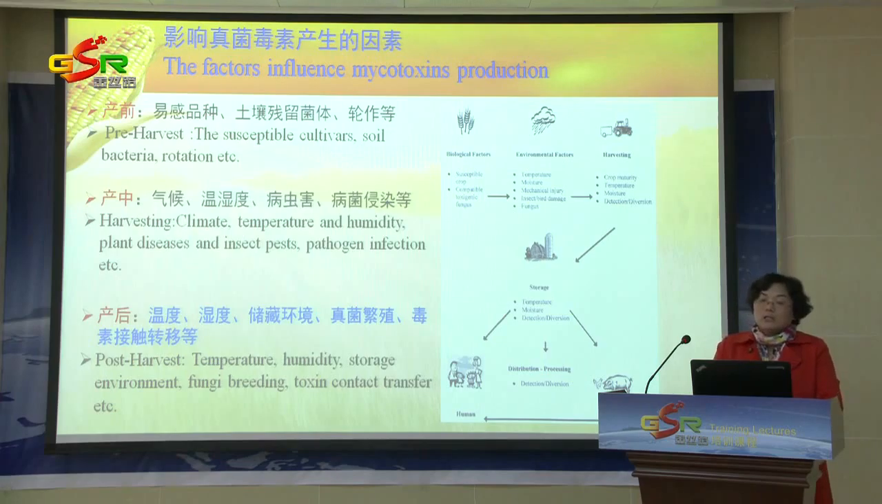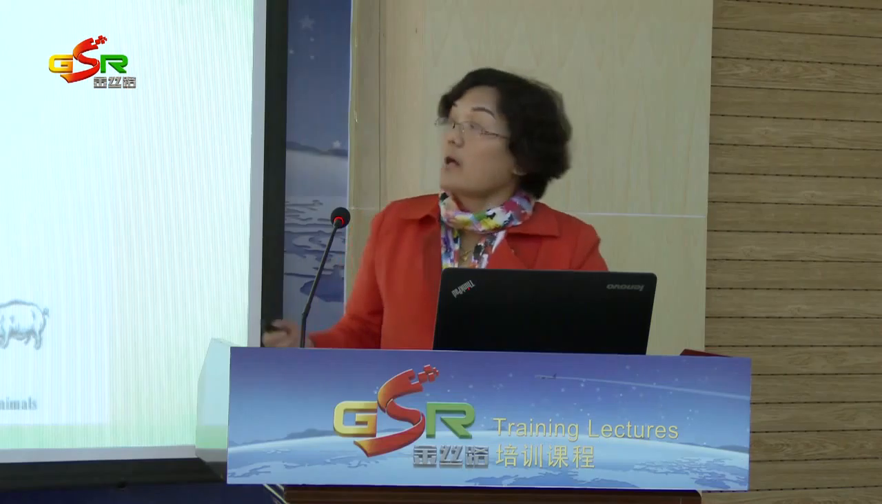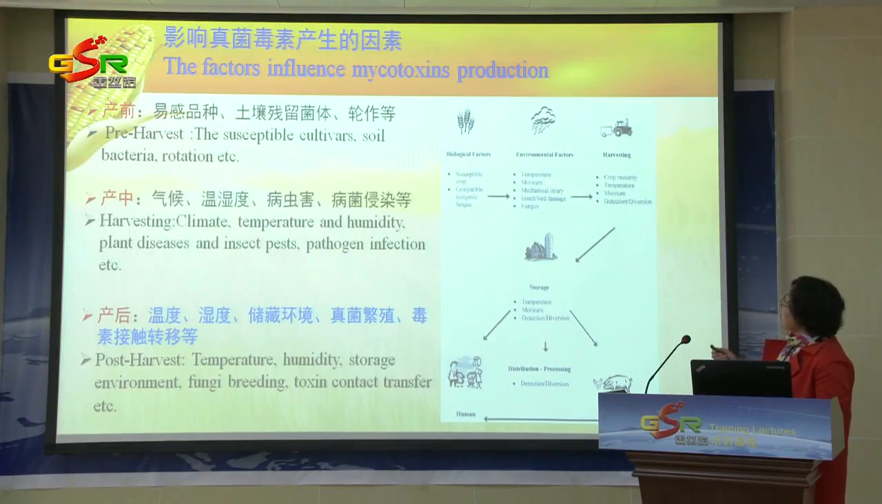So when we want to control mycotoxins, we must know what factors influence their production. Like in this picture, we can clearly see the factors: the biological factors, environmental factors, harvesting, and storage. When we store, there are temperature, moisture, and detection. And then we distribute to human beings, animals, and many other organisms.